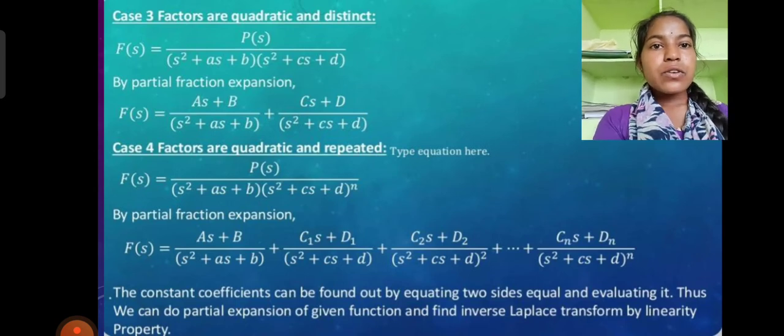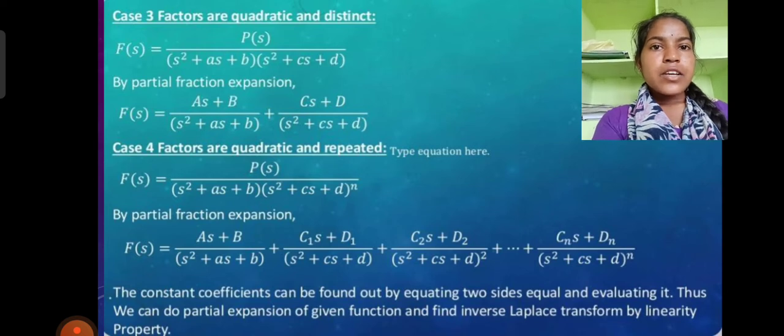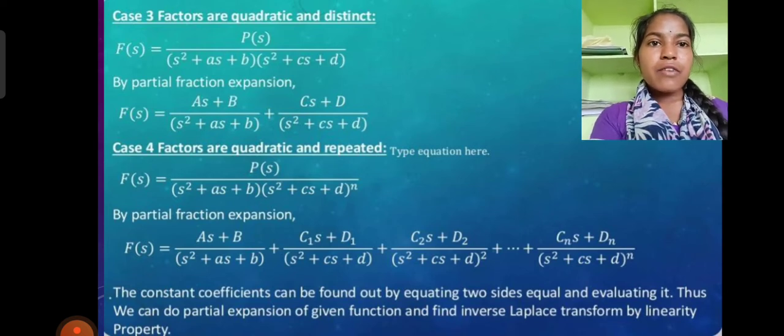The constant coefficients can be found out by equating the two sides and evaluating. Thus, we can do partial fraction expansion of a given function and find the inverse Laplace transform by the linearity property.